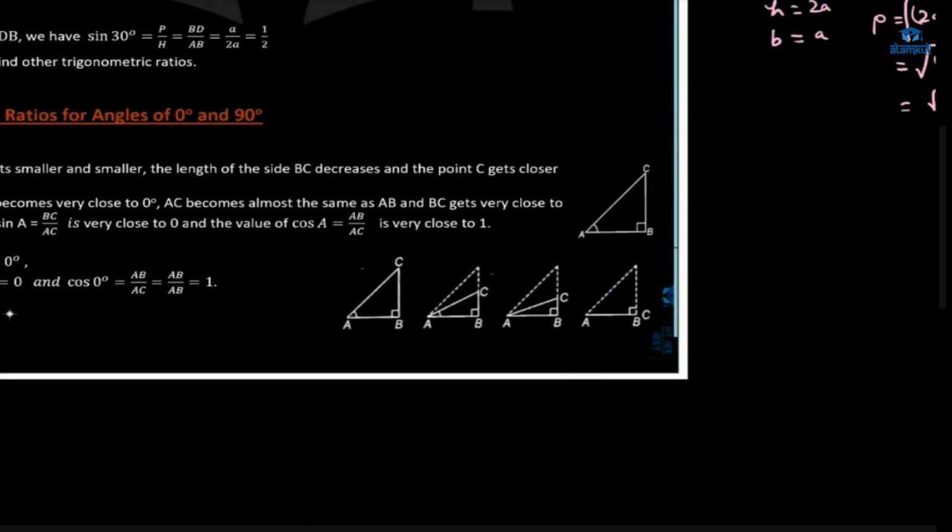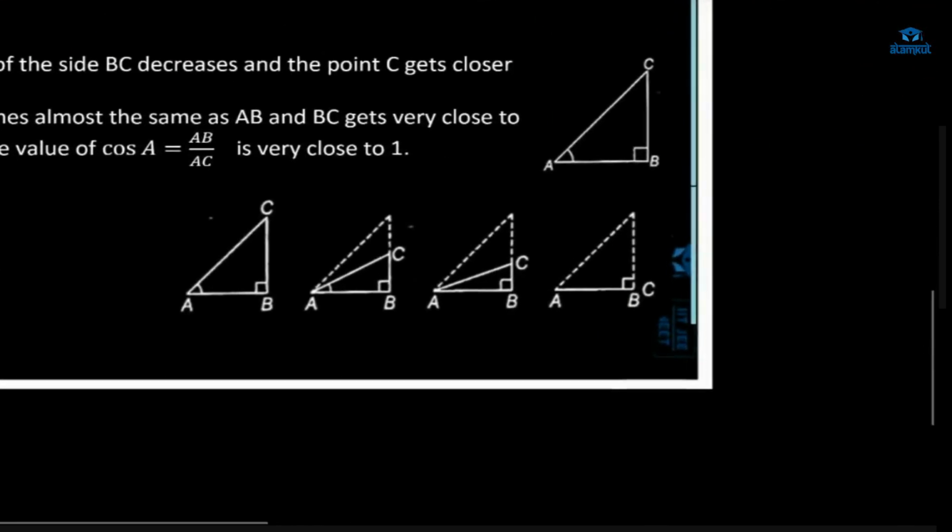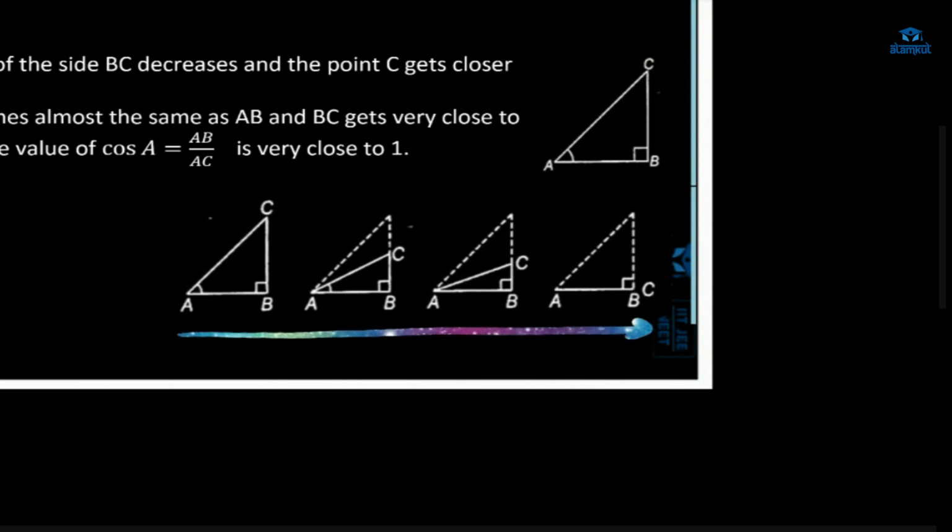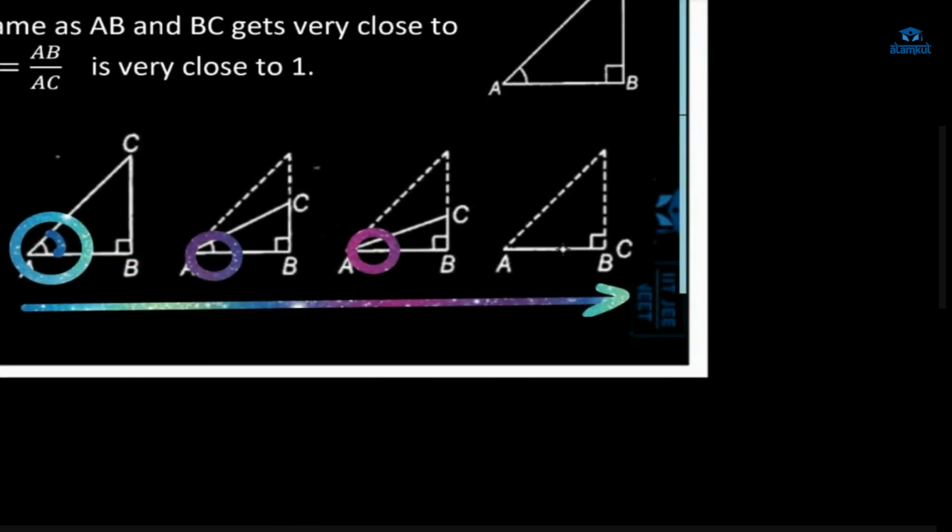Okay, so here it is saying, if angle A equal to 0 degree, then what will happen? It will get reduced and reduced and reduced. The angle A is getting reduced here. Right now it is this much, then it has decreased to this, again it has decreased to this, and it has decreased in such a way that it has got in line with AB. Here it is AB, and here it is AC, so that the angle between AB and AC is 0 degree.